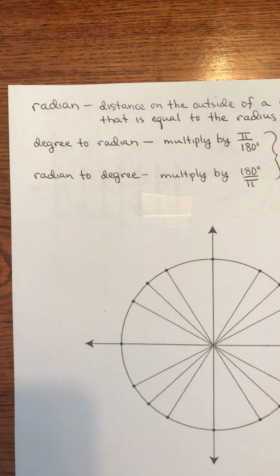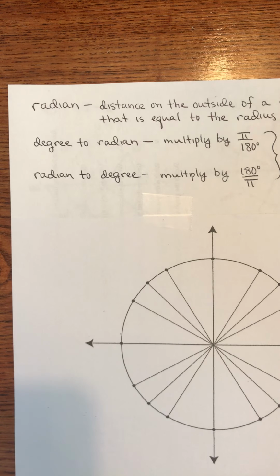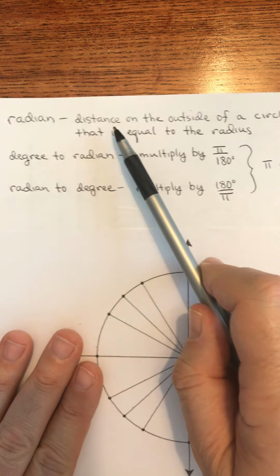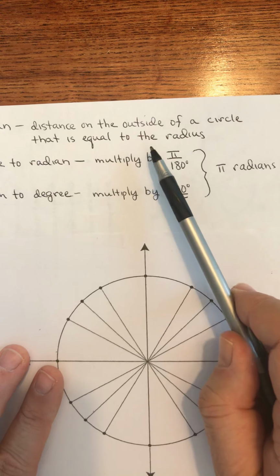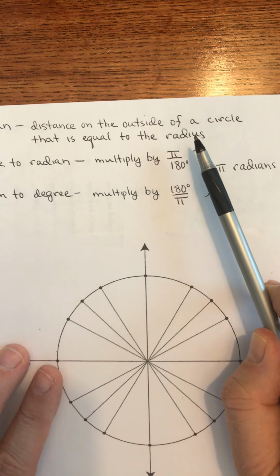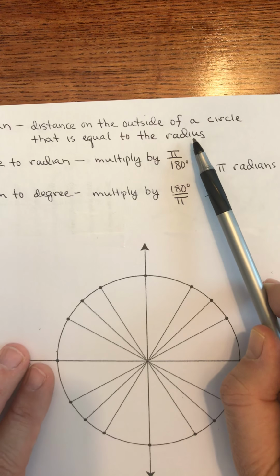Okay, we're going to just continue on yesterday's lesson. Yesterday's lesson we dealt with degrees on a circle and a radian. And a radian, remember, is just the distance on the outside of a circle that is equal to the radius. So it's the same length, the same measure.